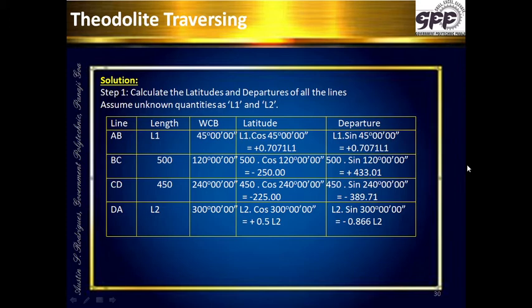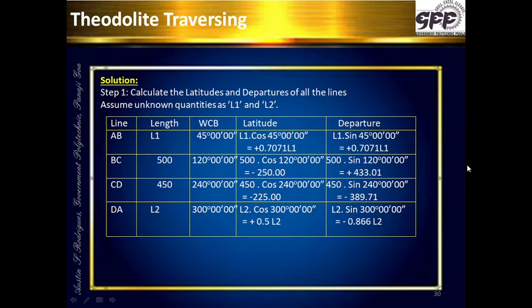So for the line AB, the length is assumed as L1, whole circle bearing is 45 degrees. The latitude of this line, we know the formula is L cos theta. Latitude is equal to length into cosine of that angle. So over here the length is L1 into cosine of 45 degrees. So we get the answer over here as plus 0.7071 L1, since L1 is not known.